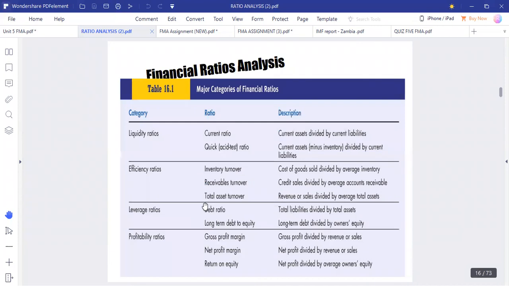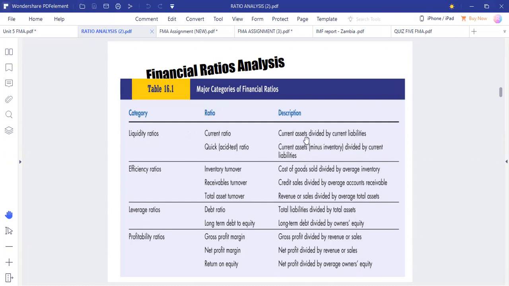Under liquidity ratios, we have five ratios with their formulas given as follows. We have the current ratio, which is simply the current assets divided by the current liabilities. Then we also have the quick ratio, which has the current assets. We subtract our inventory. We divide this by our current liabilities. So in the liquidity ratio, there are mainly two, but there could be three. There's also what we call the cash ratio. So in the liquidity ratio, we are basically looking at two.